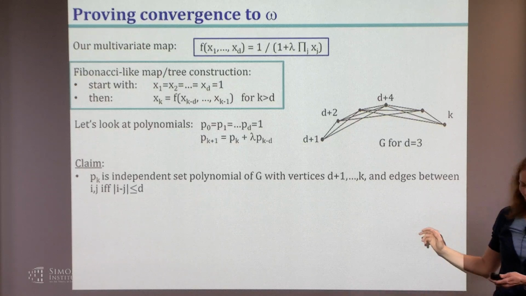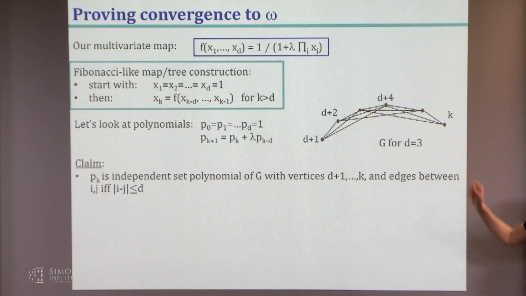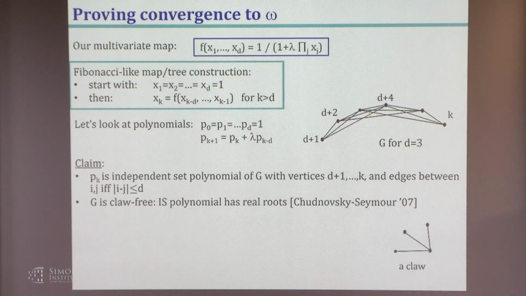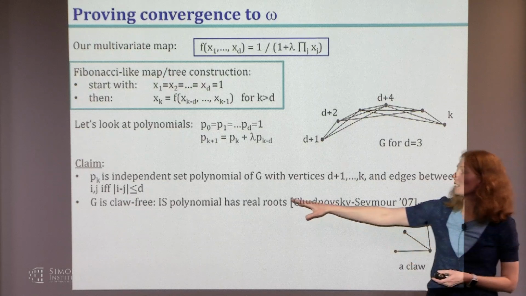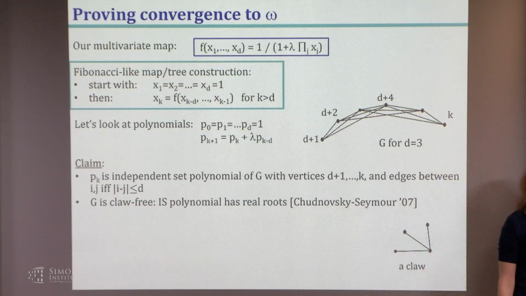So now, what's going on? Well, this graph has one other neat feature, namely it is claw-free. It doesn't contain this type of a claw graph as an induced subgraph. And Chudnovsky-Seymour showed that for claw-free graphs, the independent set polynomial has only real roots.